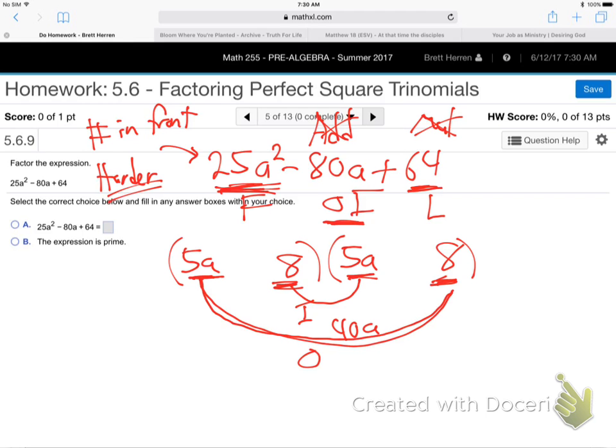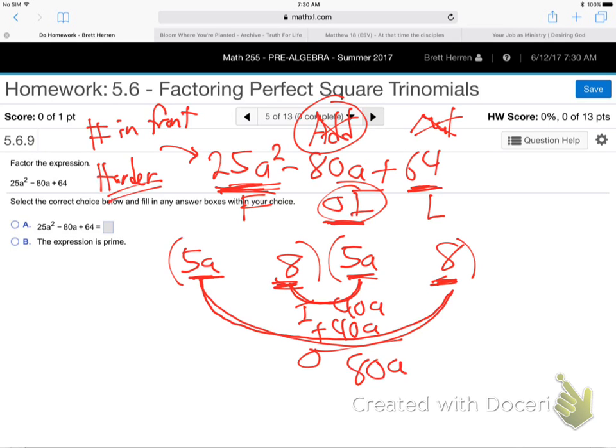40a. And what is 8 times 5a? Well, 40a again. Now the middle is still add. I probably shouldn't cross it off. It is add in the end, but it's not a simple add. It's adding the O and the I. So what do the O and the I add up to be? When you add 40a and 40a, you get 80a.